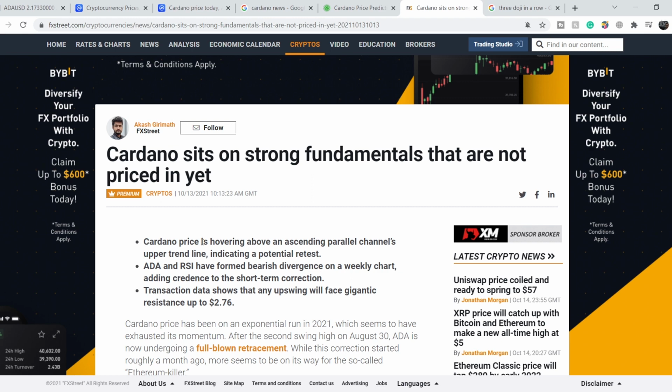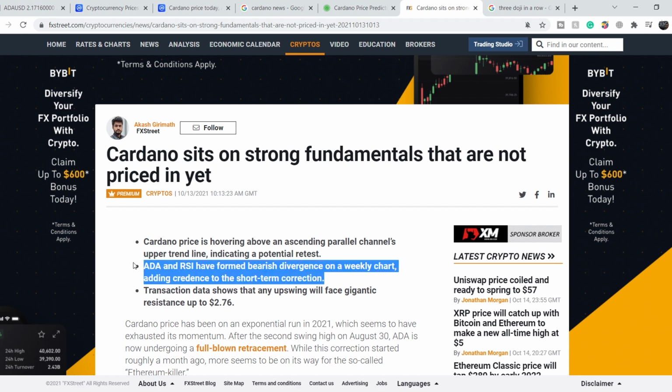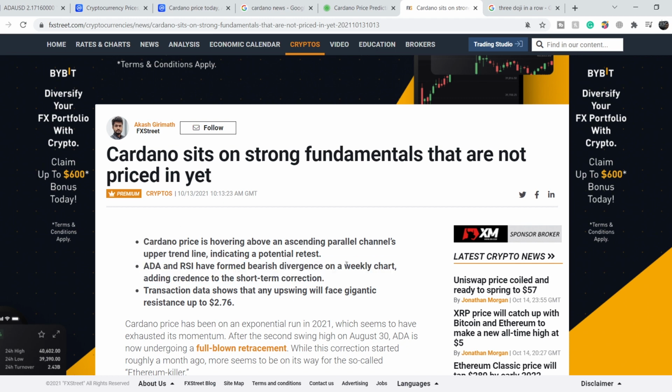Cardano price is hovering above an ascending parallel channel's upper trend line, indicating a potential retest. ADA and RSI have formed bearish divergence on a weekly chart, adding credence to the short-term correction. And this bullet is completely irrelevant in my opinion, because if we use RSI on a weekly chart, we cannot have the short-term correction. We will have a correction for multiple weeks, and it's obvious.